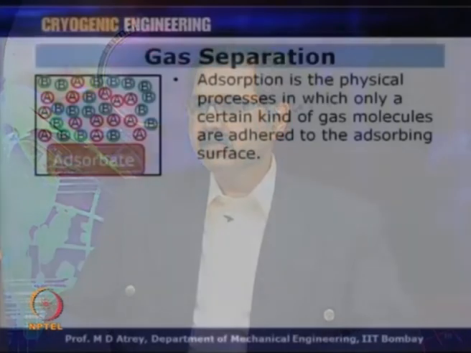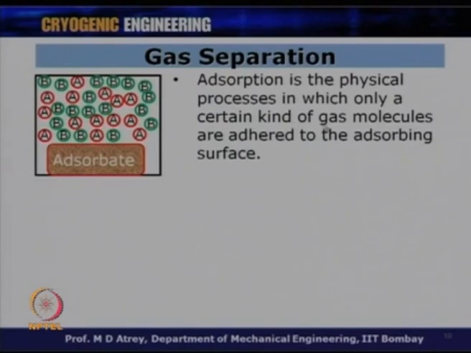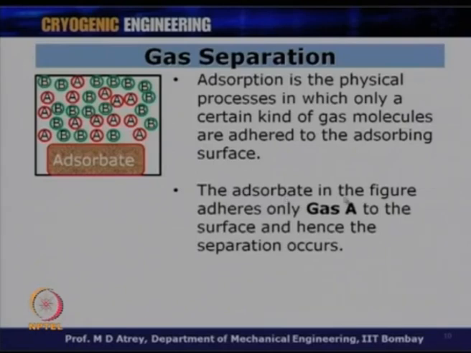The second technique is adsorption. Adsorption is a physical process in which only a certain kind of gas molecules adhere to the adsorbing surface. Most of you know this adsorbent; it is a surface phenomenon, and if you have A and B gases, then only one of the gases can adhere to the adsorbent, or get adsorbed on it, while the other gas cannot. So, the adsorbent in the figure adheres only gas A. The gas can only get adsorbed on the surface of this adsorbent. So, it allows only A to adhere to the surface, while B cannot adhere to the surface.